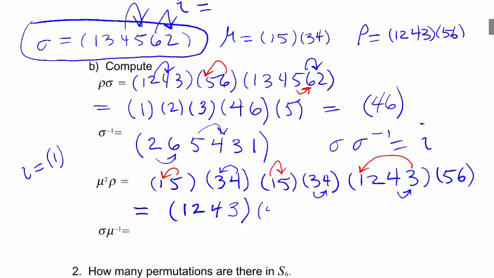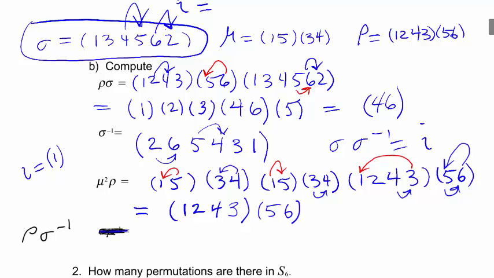Now we have 1, 2, 3, 4, so we need to know what happens to 5. Going back to the right, I see 5 is sent to 6 here. Now looking for 6, I never see it again, so 5 is simply sent to 6. 6 is sent to 5, now looking for a 5. 5 is sent to 1, 1 is sent to 5. So 6 is sent to 5, and I close. So that is mu squared rho, written as a product of disjoint cycles. That's what you're trying to do.